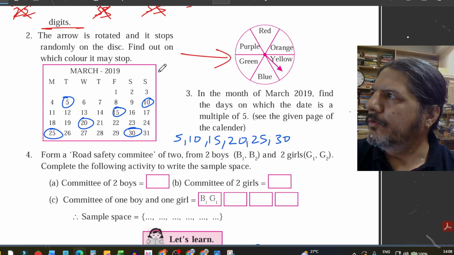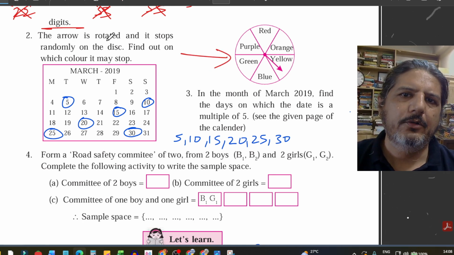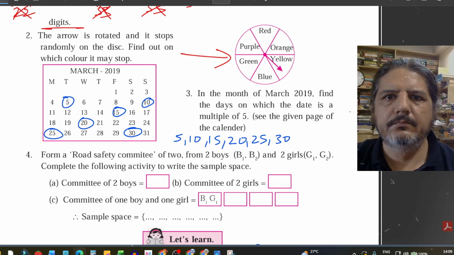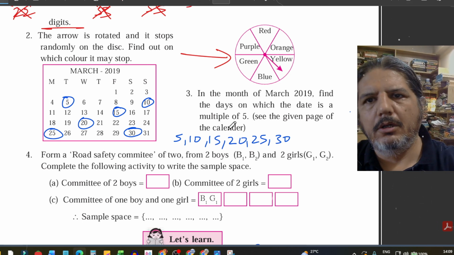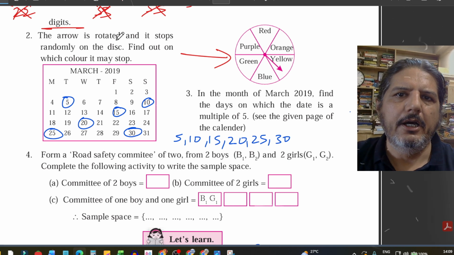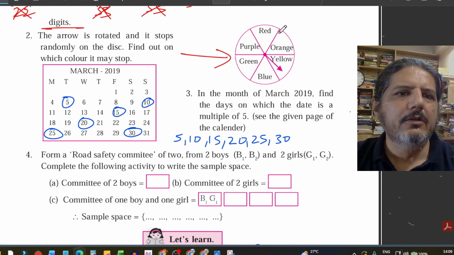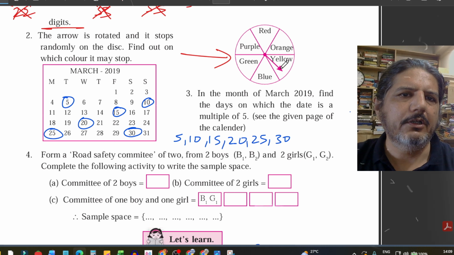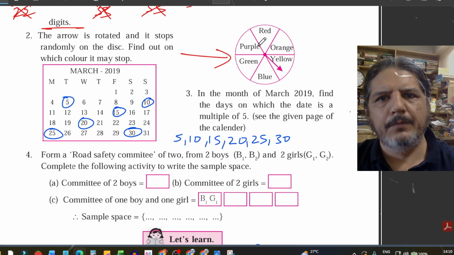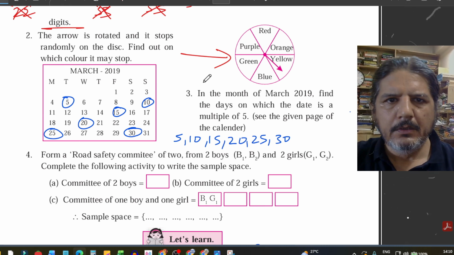This is the next question. An arrow is rotated and it stops randomly on the disk. Find out on which color it will stop. So these are the choices that we have: red, orange, yellow, blue, green, purple, and the arrow can stop at any of them.